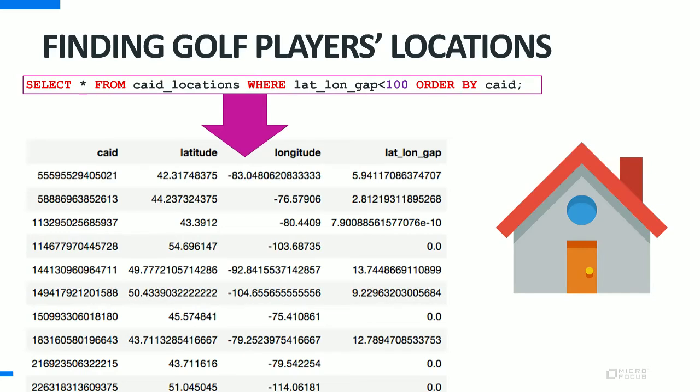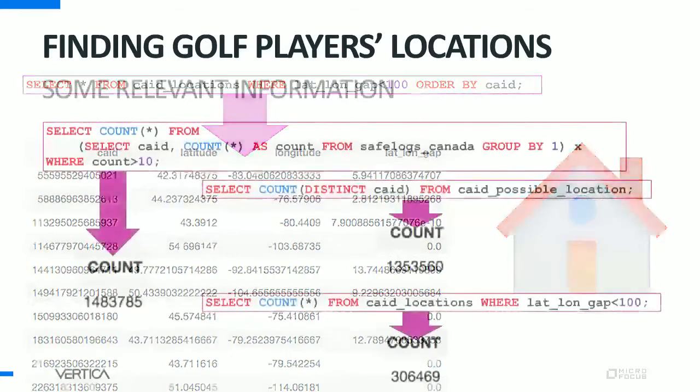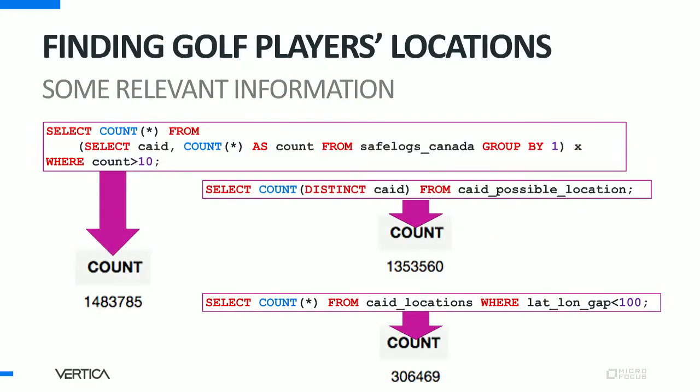But before merging with golf players' information, let's find some really useful mobile users. With the following really easy queries, we are trying to find users whose location we are 100% sure of, the ones who emitted a considerable number of pings and stayed many nights at the same place.